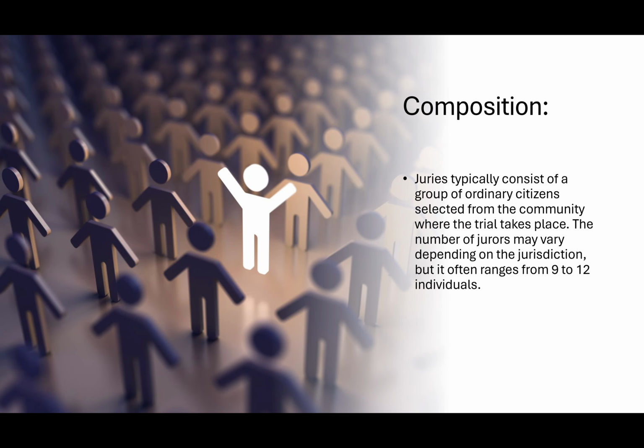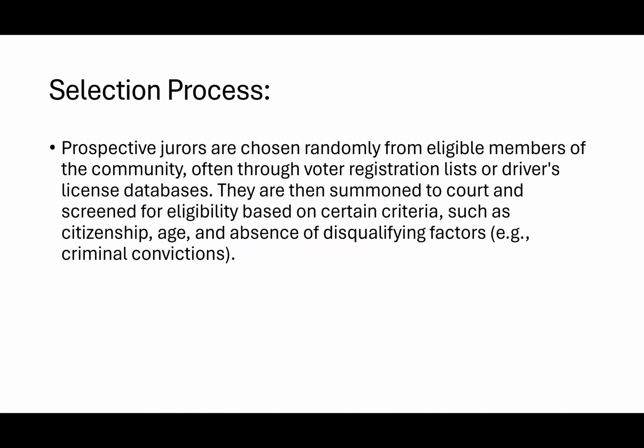So the composition: juries typically consist of generally 9 to 12 individuals. They're usually these groups of persons that you see mainly in criminal proceedings. The number of jurors can vary, but it's generally 9 to 12. They're usually a group of ordinary citizens selected from the community where the trial takes place, so it helps with representation of the community.